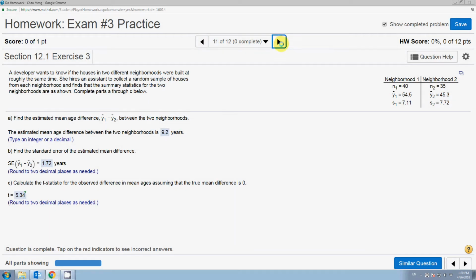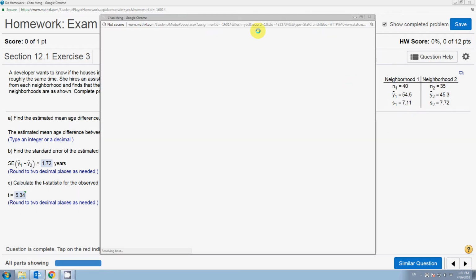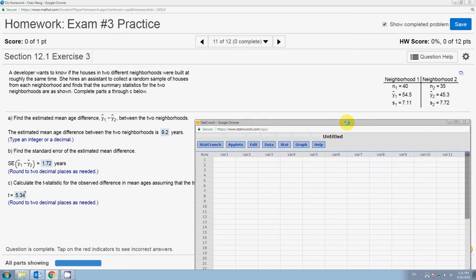So question 11. We want to compare two different neighborhoods and see if they were built at roughly the same time. So we know we are comparing two groups, so we can do a hypothesis test. In this question, we need to find the standard error, which is SE, and the T, which is a test statistic. So let's use StatCrunch to do this calculation to find those numbers.